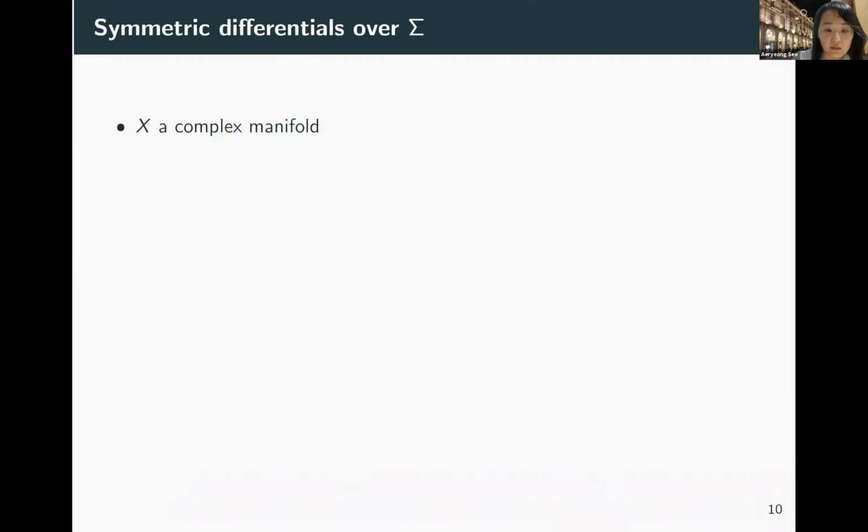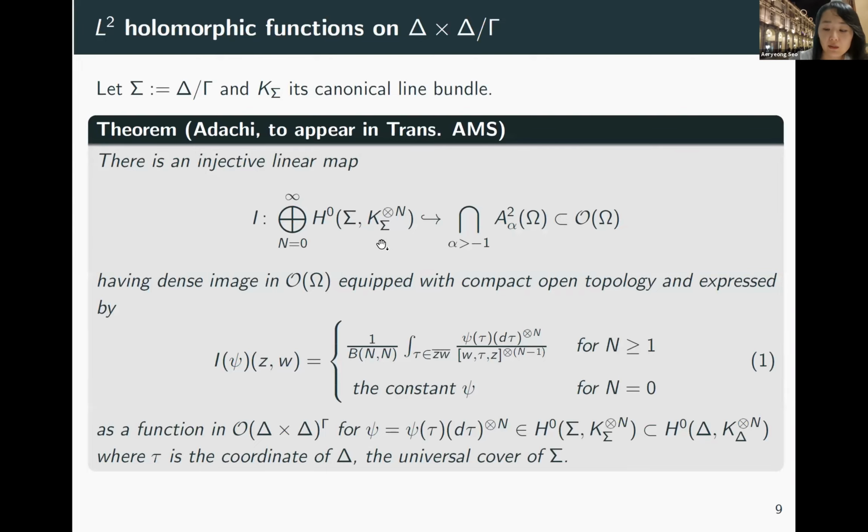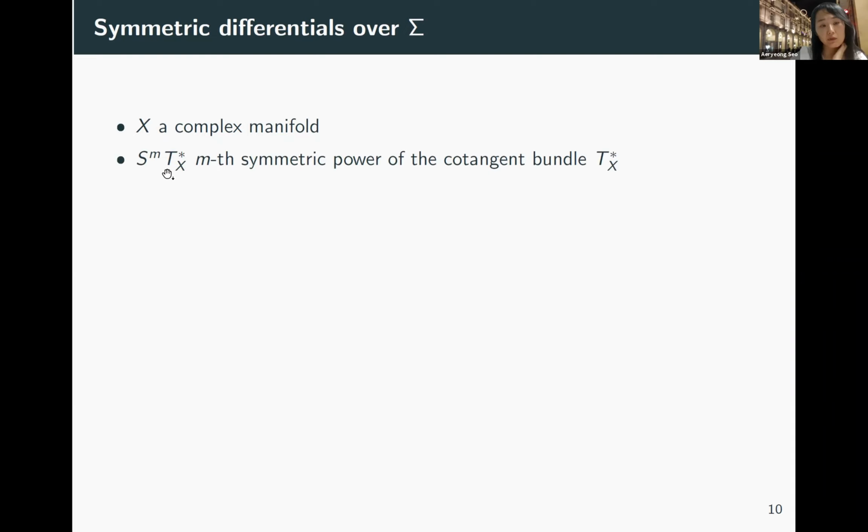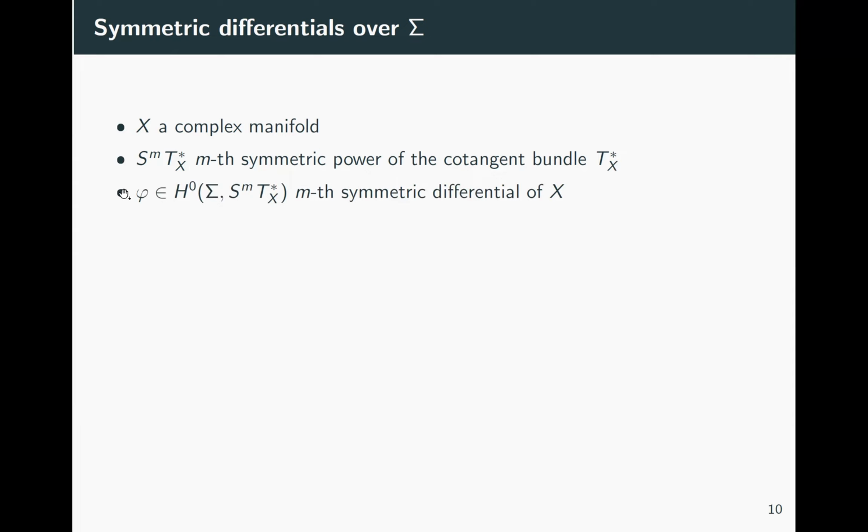Seung-jae Lee and I tried to generalize Adachi's result to higher dimension. So instead of this canonical line bundle, we should consider the symmetric bundle of the cotangent bundle. Here, let X be a complex manifold, and we're going to denote S^m T_X^* to be the m-th symmetric power of the cotangent bundle of X. A holomorphic section of this bundle is called an m-symmetric differential of X.